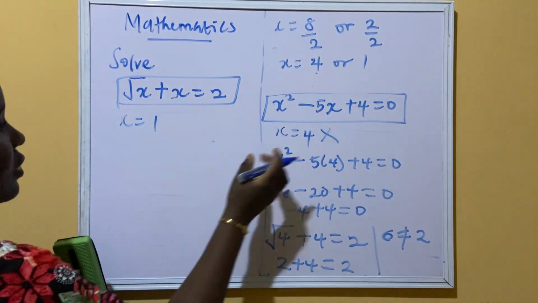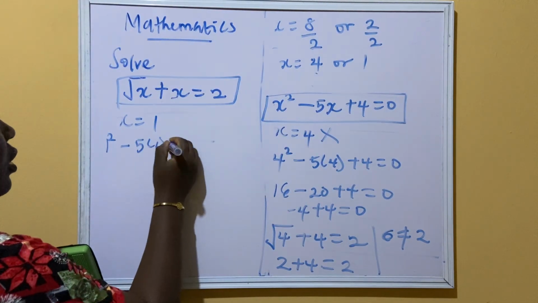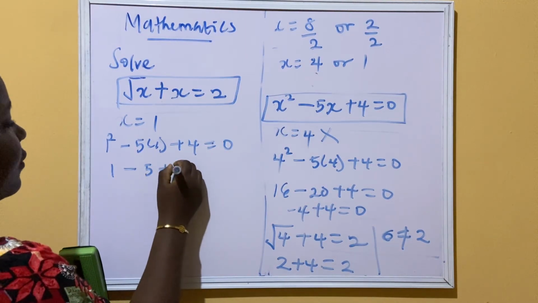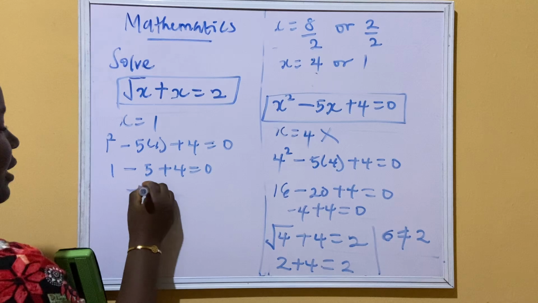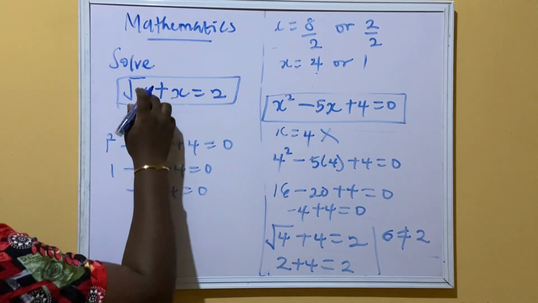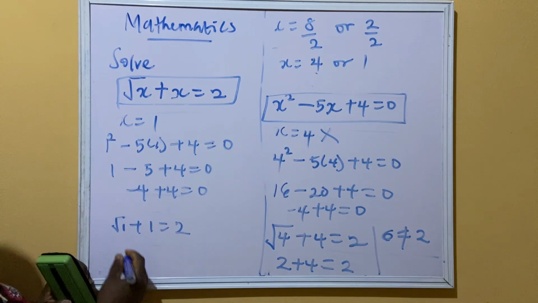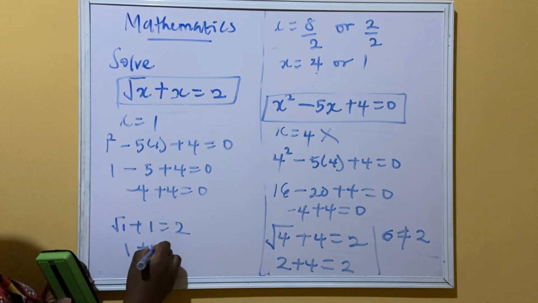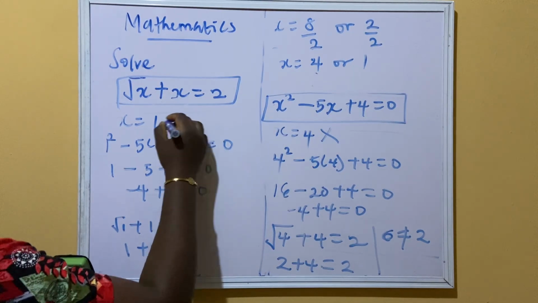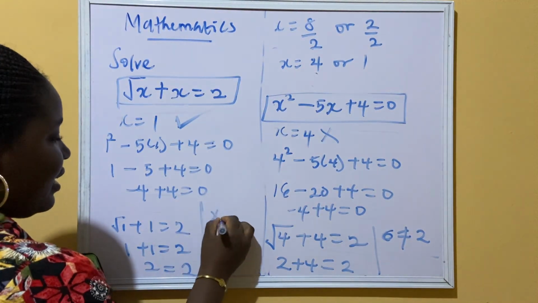x equals to 1. So let's try this in this equation first. You have 1 squared minus 5 into 1 plus 4 is equal to 0. 1 minus 5 plus 4 is equal to 0. This is minus 4 plus 4 is equal to 0. That's correct. But let's try it here. But right here you have square root of 1 plus 1 equals to 2, right? And square root of 1 is 1 plus 1 equals to 2. So 2 is equal to 2. That's very correct. So this is the value we'll be using. So x is equal to 1.